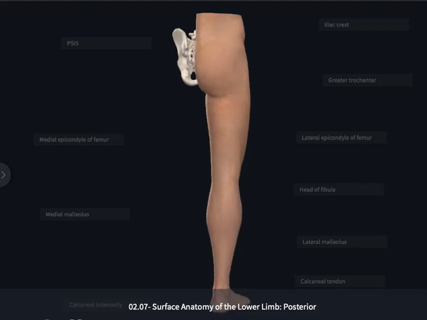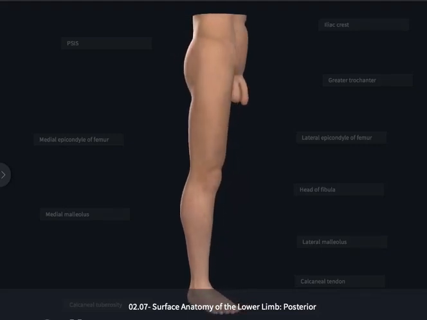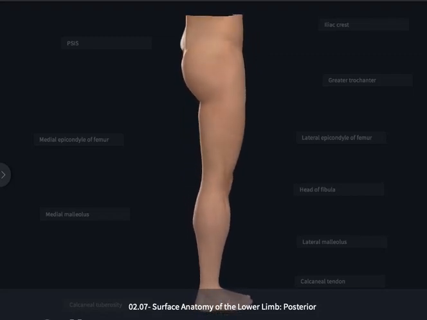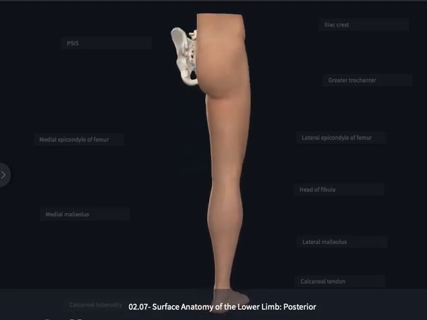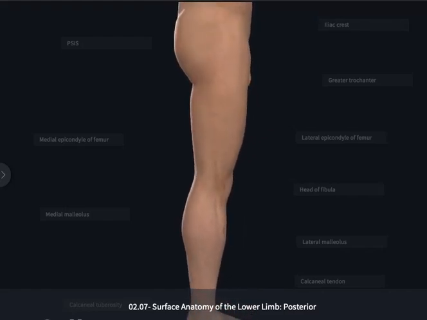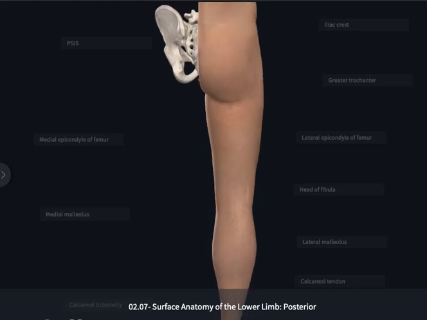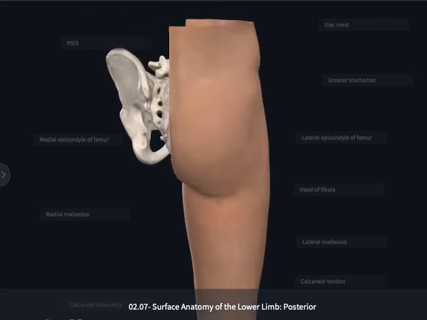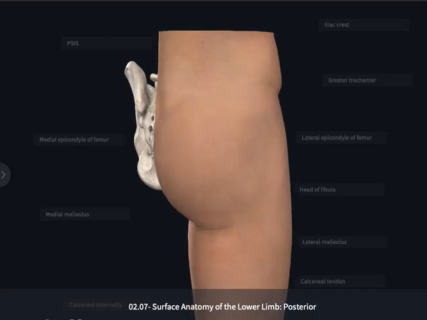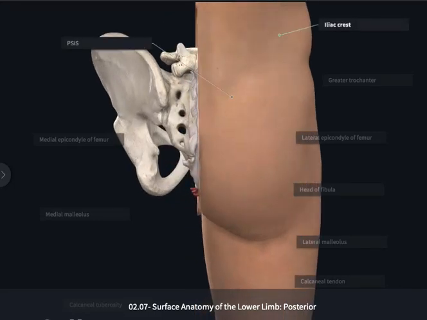Some of the structures that were able to be palpated or felt along the anterior aspect of the lower limb can also be palpated along the posterior aspect, as these structures are going to either be along the lateral or medial aspects of the limb. Let's begin looking at some of the structures that can be palpated or felt within the skin of the lower limb posteriorly near the gluteal region, beginning with the iliac crest and the posterior superior iliac spine.